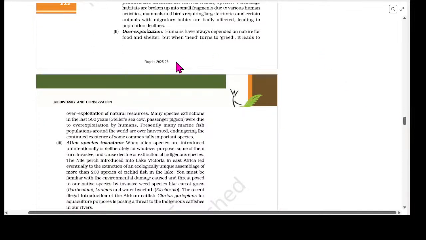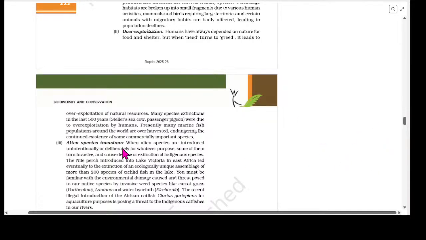Over exploitation. Humans have always depended on nature for food and shelter, but when need turns into greed, it leads to over exploitation of the natural resources. Many species extinctions in the past 500 years, like that of Steller's sea cow and passenger pigeon, were due to the over exploitation by humans. Presently, many marine fish populations around the world are also being harvested, endangering the continued existence of some commercially important fish species.